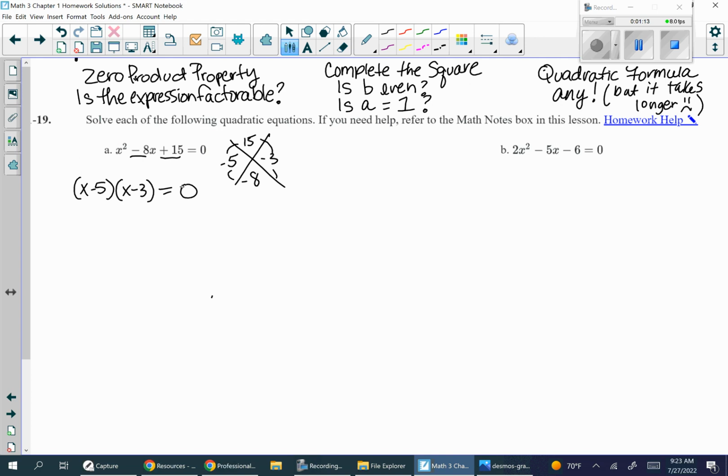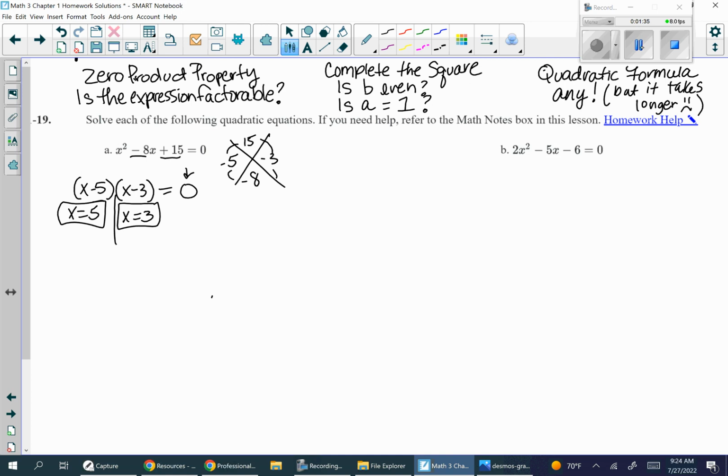And the zero product property then states that we would take each of these expressions, set them equal to 0, and we would know the value of x that would force a 0 answer. Okay, so x minus 5 equals 0, so x would have to be 5. X minus 3 is 0, so x would have to be 3. All right, look at how fast that was. Seriously, come on, folks. You can do this.